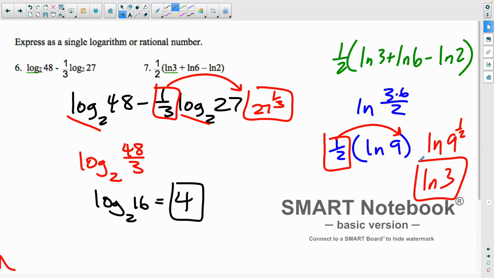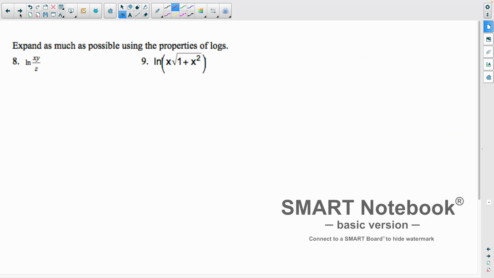Occasionally we want to take something like this, and it's been put together for us, and we want to kind of separate it back out to where it came from. So if I have natural log of x times y over z, and I want to write it where it came from.